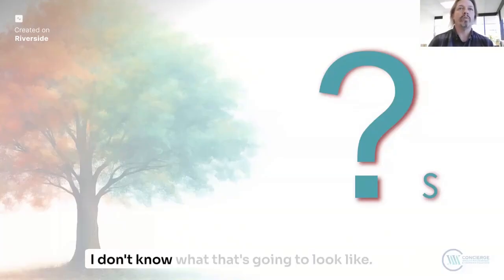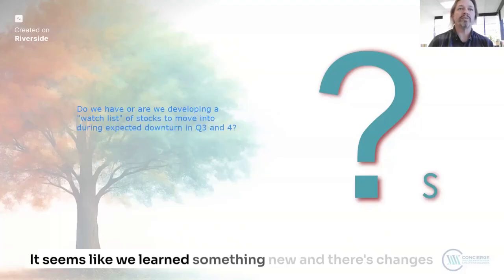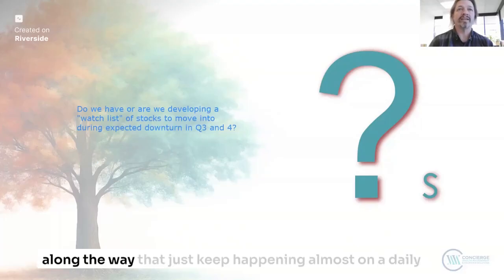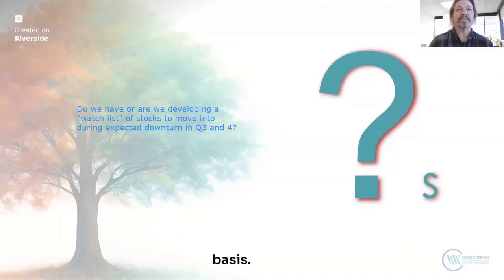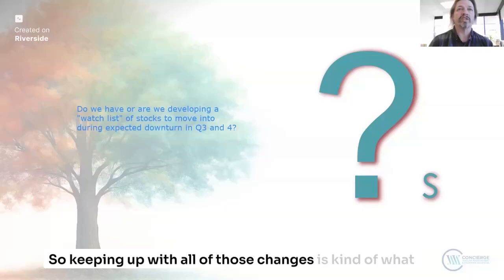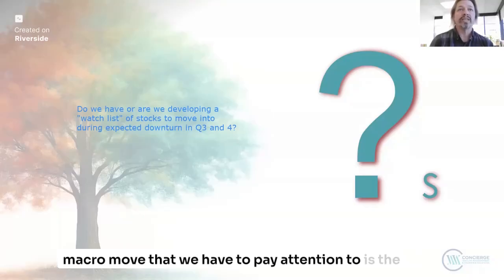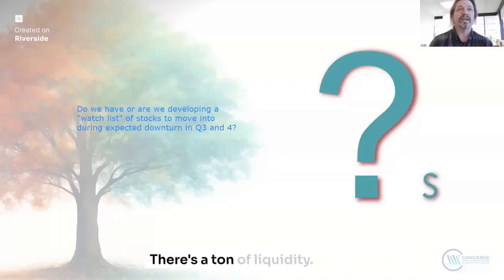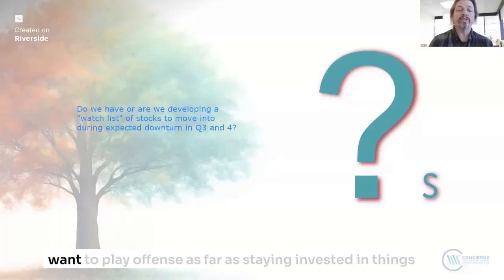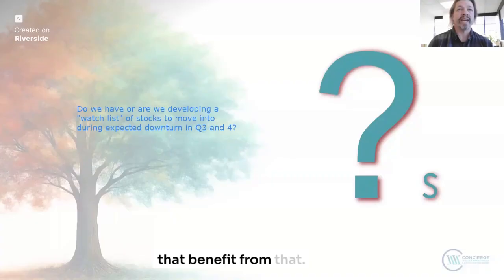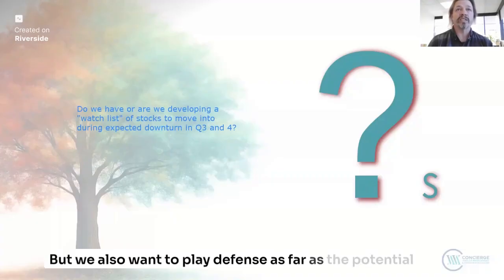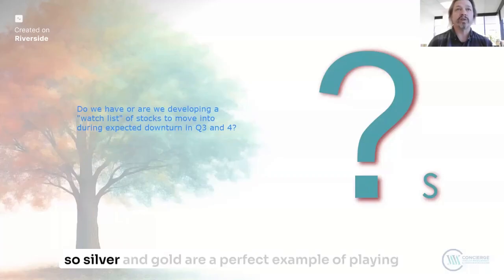I don't know what that's going to look like. It seems like we learn something new, and there are changes along the way that just keep happening almost on a daily basis. So keeping up with all of those changes is kind of what I'm trying to do, and where I'm seeing things go is the big macro move that we have to pay attention to is the liquidity. There's a ton of liquidity, and so we want to play offense as far as staying invested in things that benefit from that, but we also want to play defense as far as the potential for inflation. So silver and gold are a perfect example of playing defense against that.